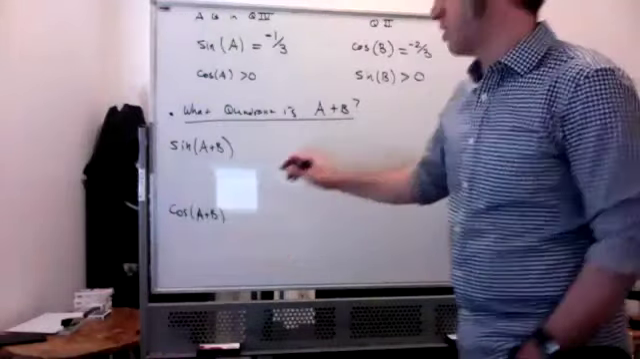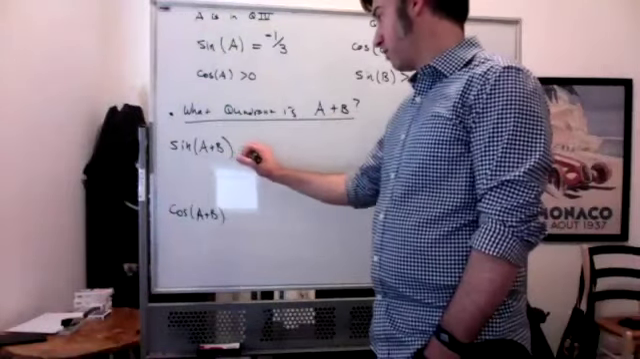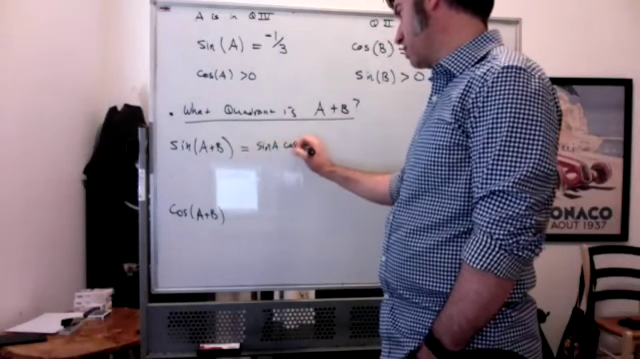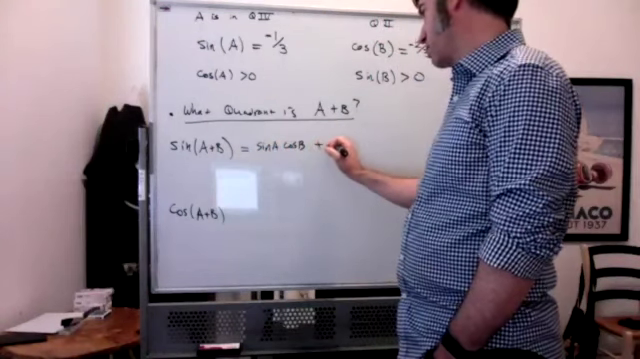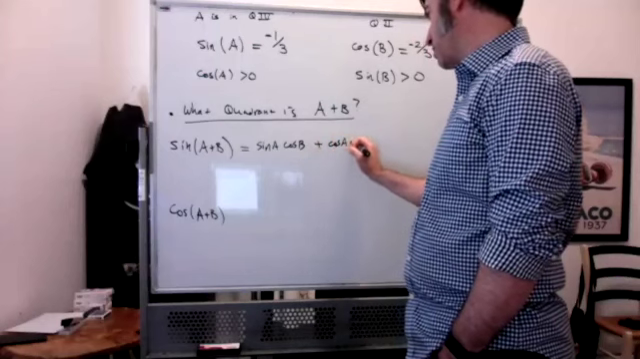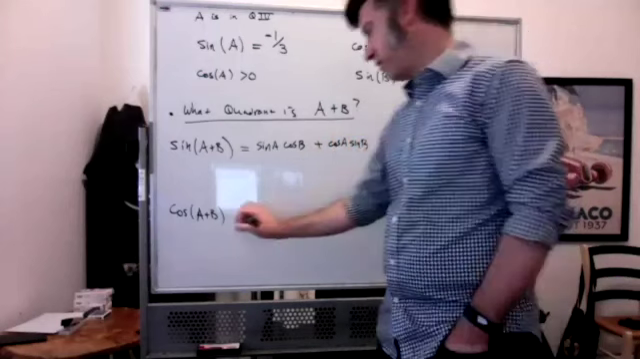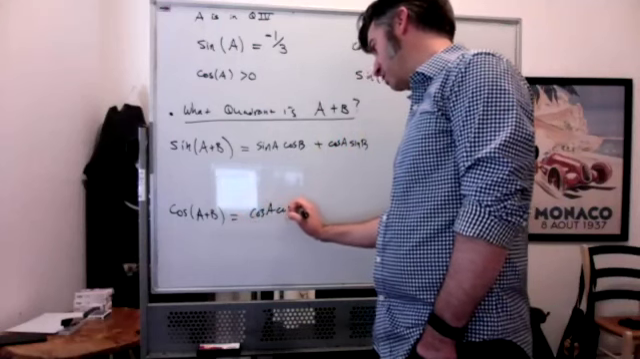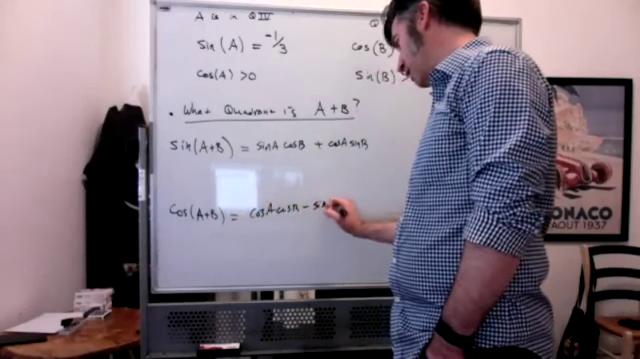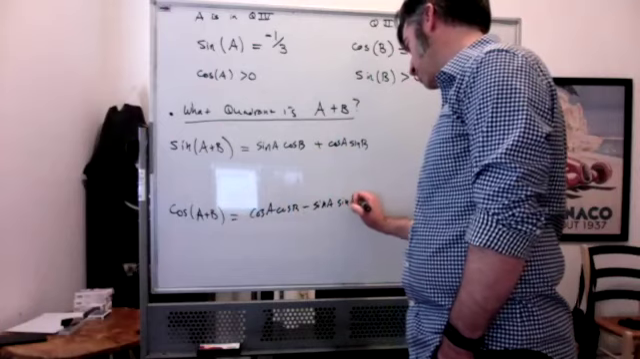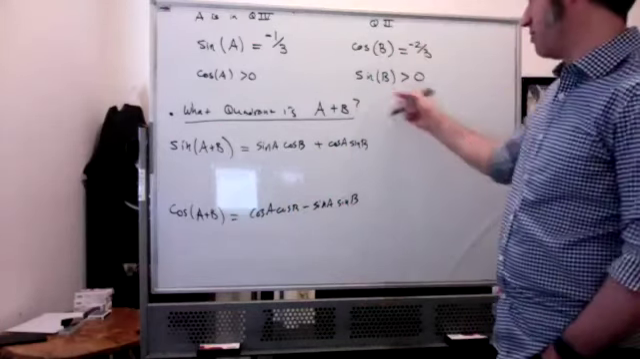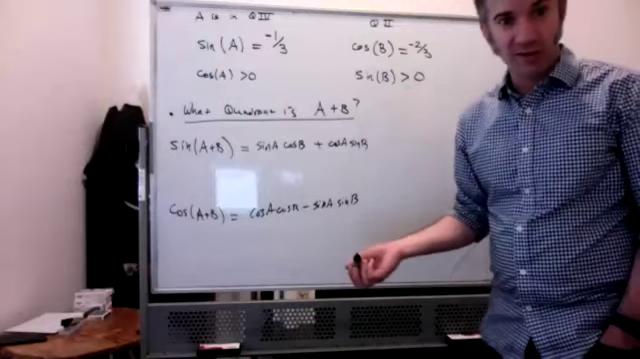To be able to do this, we have to use the formula. The formula for sine of A plus B is sine A cosine B plus cosine A sine B. And the formula for cosine of A plus B is cosine A cosine B minus sine A sine B. We have parts of it, but we don't have all of it. So we need cosine of A and sine of B. So we need some triangles.